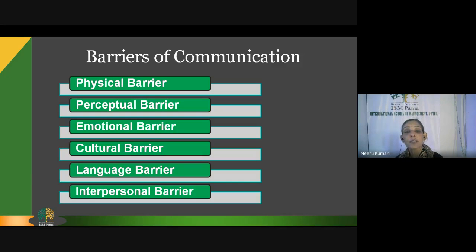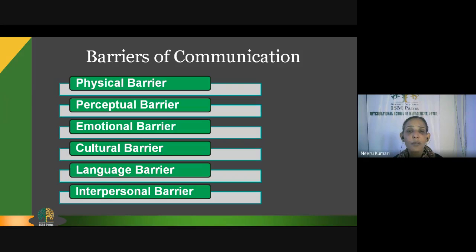Next comes the cultural barrier. You all must have heard about the different cultures followed by people of different religions or different nations. So there are cultural barriers. For example, in India, particularly Hindus, we always get the blessing of our elders by touching their feet. Whereas if you go and practice the same culture in some other nation, they may not accept it. Why? Because that's a cultural barrier.